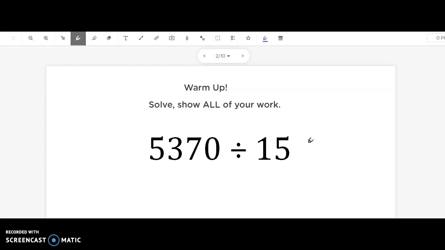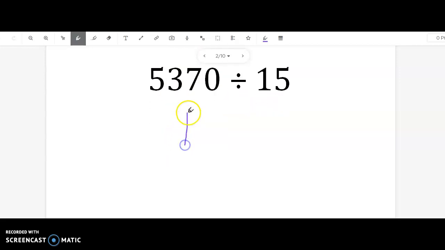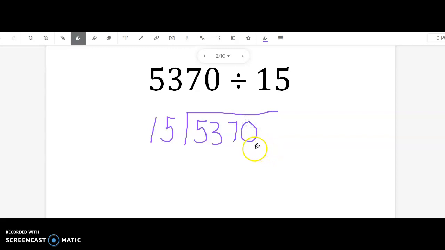And when we do long division problems, we need to set them up with one of the division houses. We cannot solve this problem as it's written here. So let's set this up. I'll do my best to be as neat as I can. So we'll put 5,370 inside. That is our dividend on the inside and the divisors on the outside.